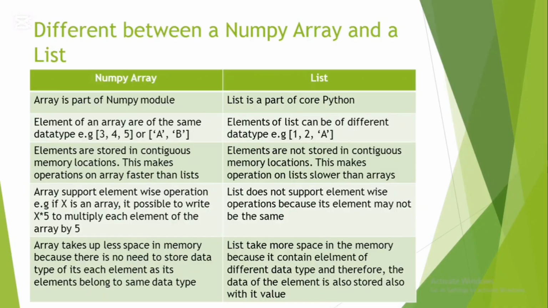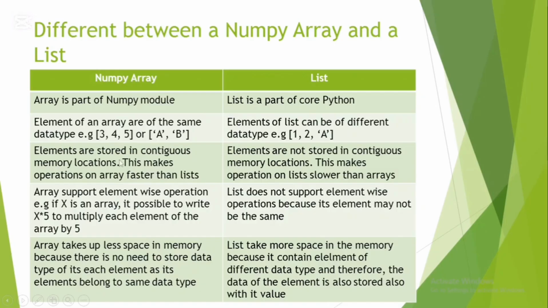Elements in an array have the same data type. So you could have just numbers or strings or characters. This is how it works in an array. They must be of the same data type, and we will see the advantage of this very soon. Elements of a list, on the other hand, can be of different data types. As you can see, we have this list here, 1, 2, and a string here, which is A. So they can be of different data types.